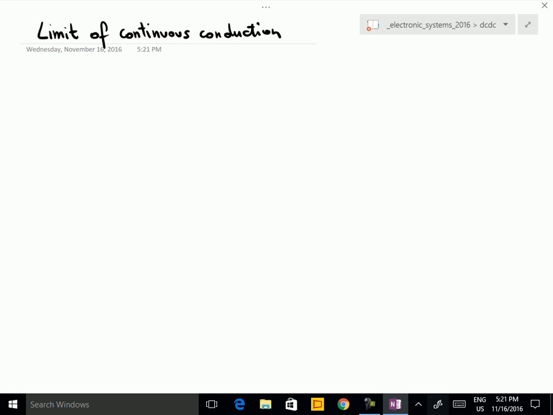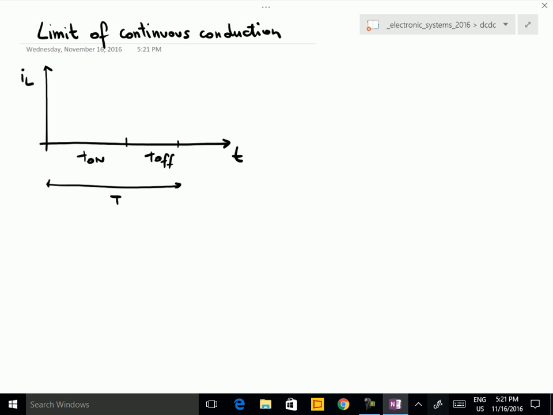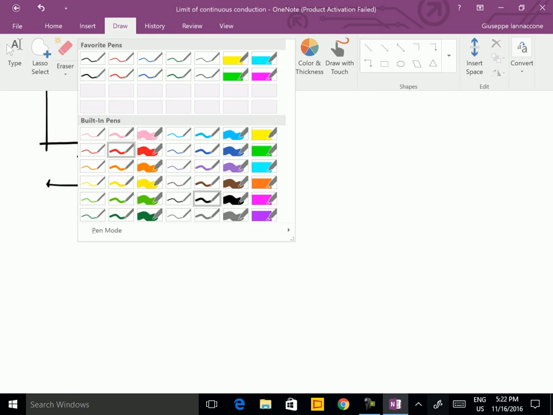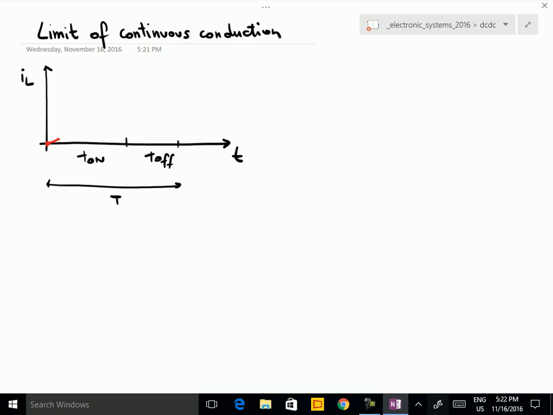So, in the limit of continuous conduction, the current in the inductor goes like this. This is T on, this is T off, this is T. It is 0 at the minimum, so it's still continuous, but we are at the limit. And then in the other half wave, it goes down to 0, and so on.